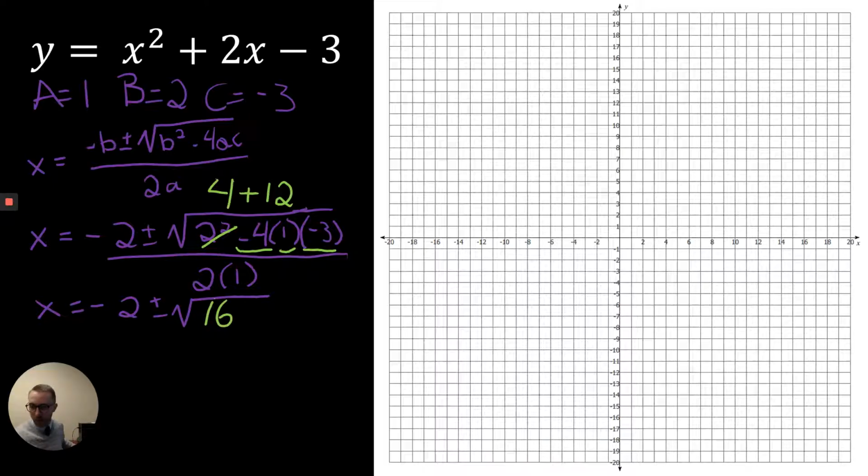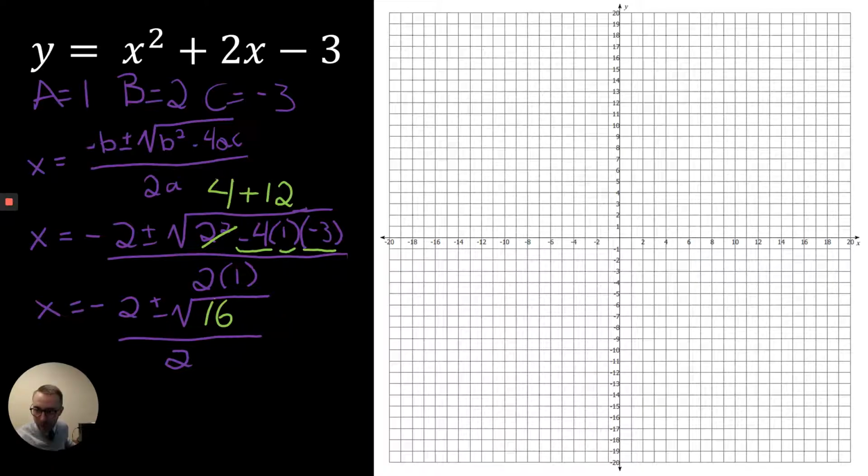And then that's all I've done there. I'm going to put my division, and then 2 times 1 on the bottom, I can go ahead and multiply that 2. So I have -2 plus or minus the square root of 16 all over 2.